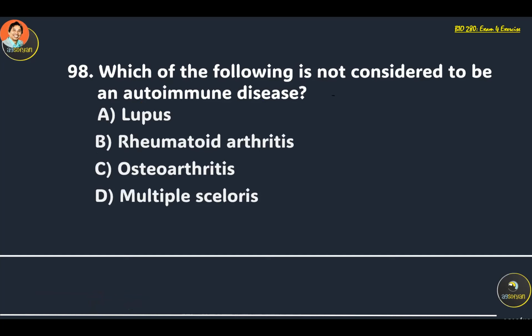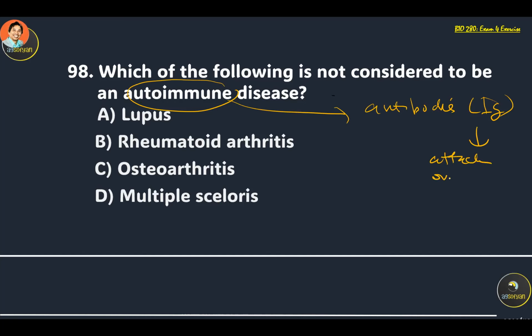Which of the following is not considered to be an autoimmune disease? What is an autoimmune disease? This is a disease caused by an attack by our antibodies, which are IG, on our own cells, tissues, or organs. So this antibody kills our own cell, tissue, or organ.